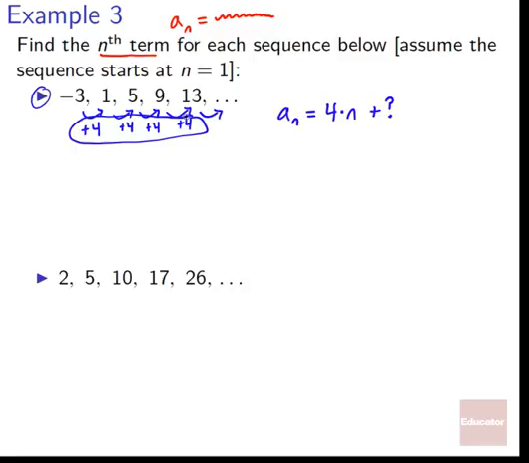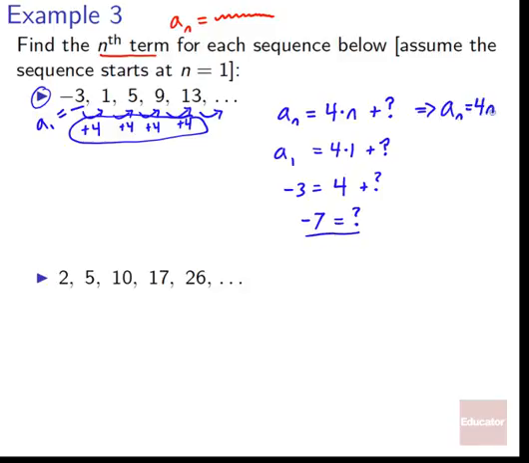So now we just need to figure out what the question mark is. Well, notice, we know a1 equals negative 3. So that means we can have a1 equals 4 times 1 plus question mark. So negative 3 equals 4, 4 times 1 is just 4, plus question mark. So we have negative 7 equals question mark. So at this point, plugging that in, we have that a_n, the general term, is equal to 4n minus 7.